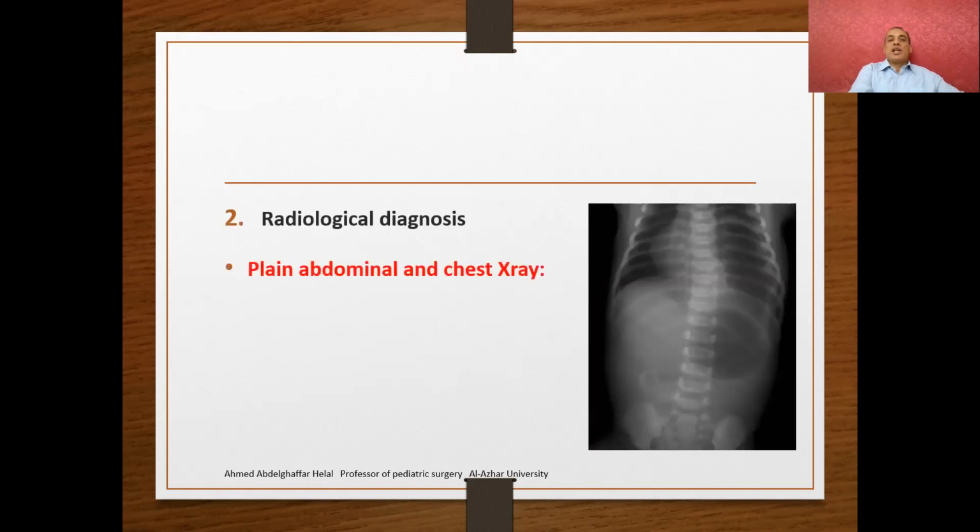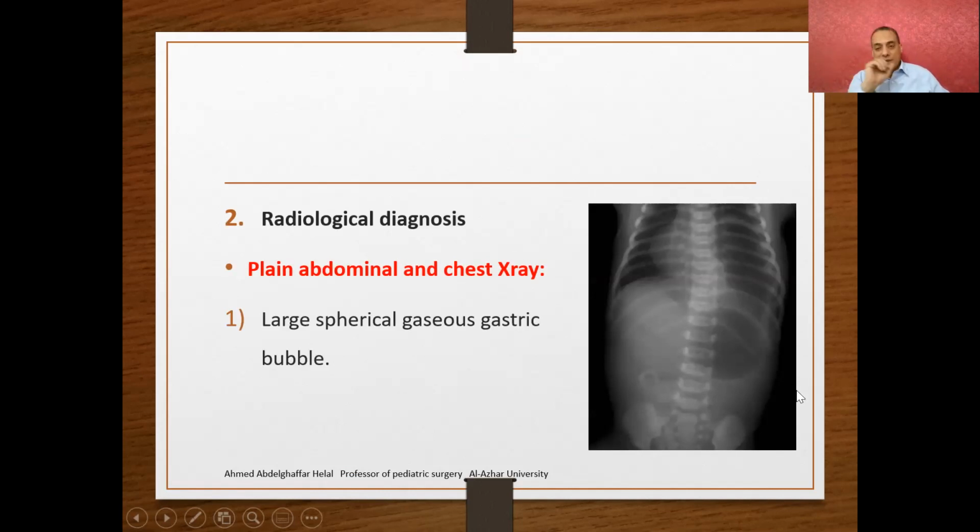Very important radiological diagnosis: plain abdominal and chest X-ray is very essential. You can look for this spherical gaseous swelling, a large spherical gaseous gastric bubble. This is diagnostic for gastric volvulus. Plus, any abnormal anatomy seen in the plain X-ray, there may be hiatal anatomy. So there is a spherical gastric bubble with no distal gas if there is complete gastric outlet obstruction.